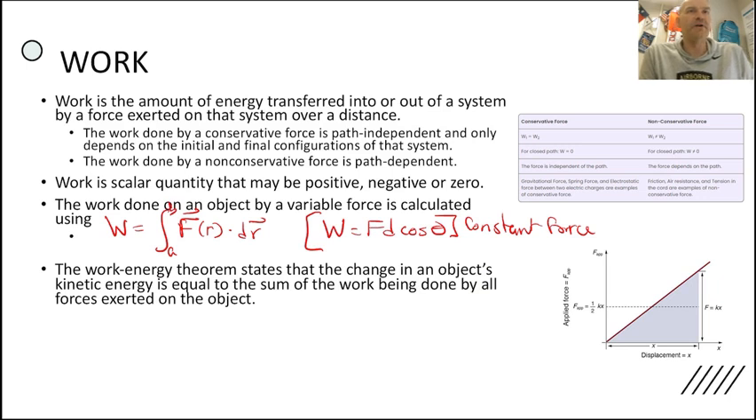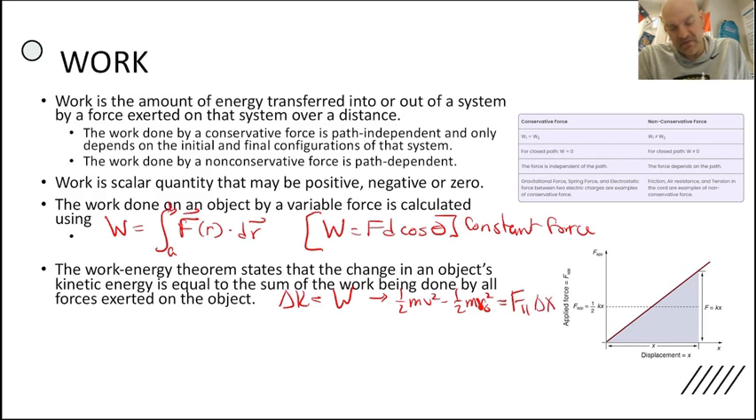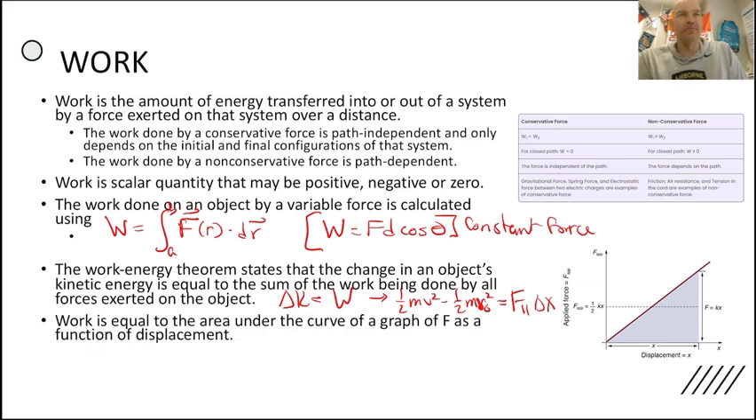All right, the work energy theorem, which you talked about in an algebra-based course. It states that the change in an object's kinetic energy is equal to the sum of the work being done by all forces exerted on the object. So delta K is equal to work done. You can say it's 1/2 mv squared minus 1/2 m v initial squared equals the net force times delta x. That is how you would write the work energy theorem.